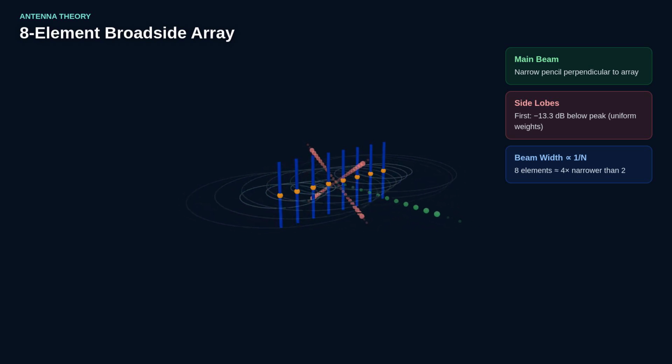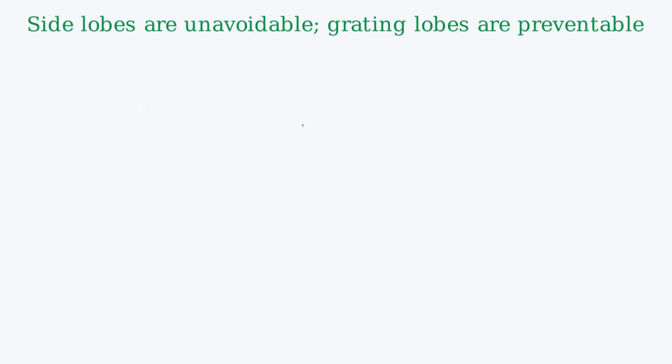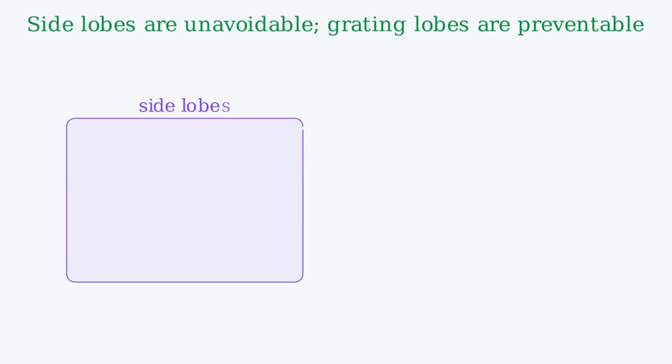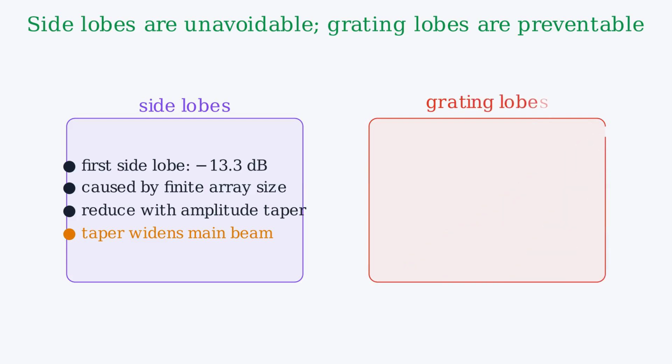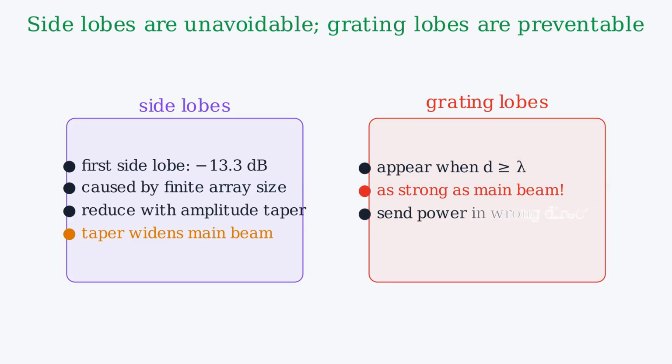Another classic engineering trade-off. Side lobes are not the only complication. If the element spacing d exceeds 1 wavelength, the denominator sine of psi over 2 can hit 0 again at a new angle, creating a grating lobe as strong as the main beam. Grating lobes are usually unacceptable because they send power in an unintended direction. The standard rule to avoid them is to keep the spacing below 1 wavelength, d less than lambda. For most practical broadside arrays, the spacing is set to lambda over 2.